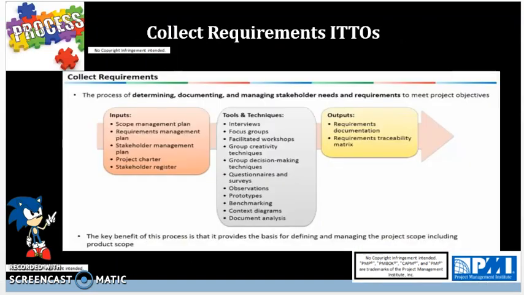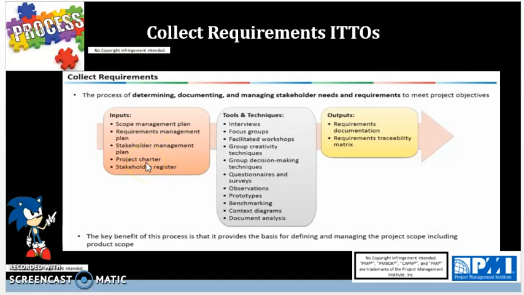Next, we'll be going over the ITTOs for collect requirements. And here we have scope management plan, requirements management plan, stakeholder management plan, project charter, and stakeholder register. Now, all of these make sense because you need to have your scope management plan as your input. You take your plan that you did earlier and your requirements management plan, how you're going to collect the requirements. And then the stakeholder management plan, what kind of stakeholders you're going to have in your process here.